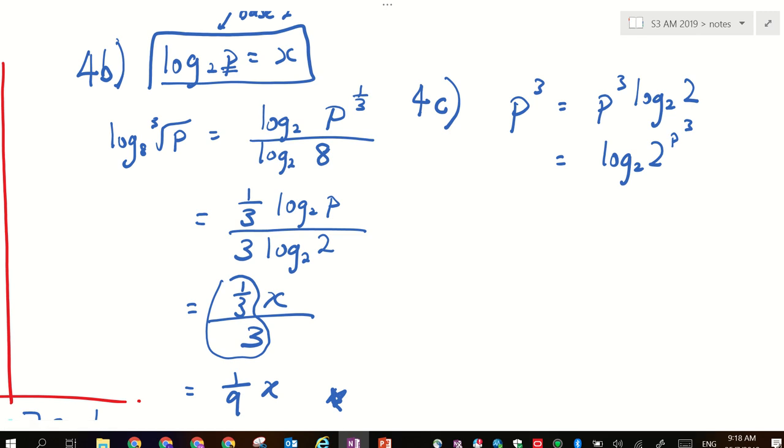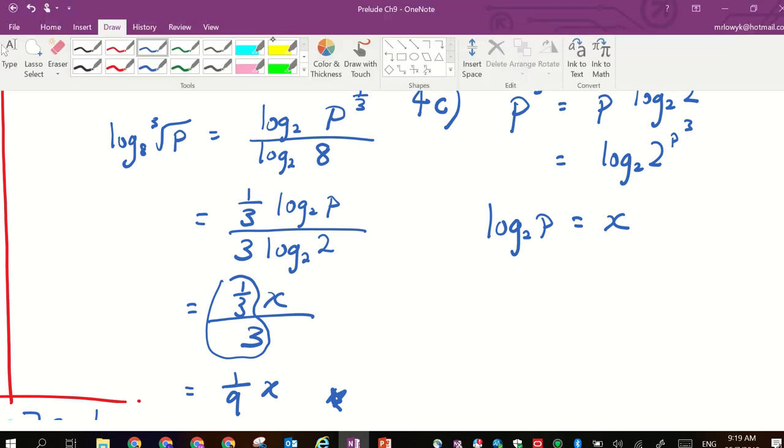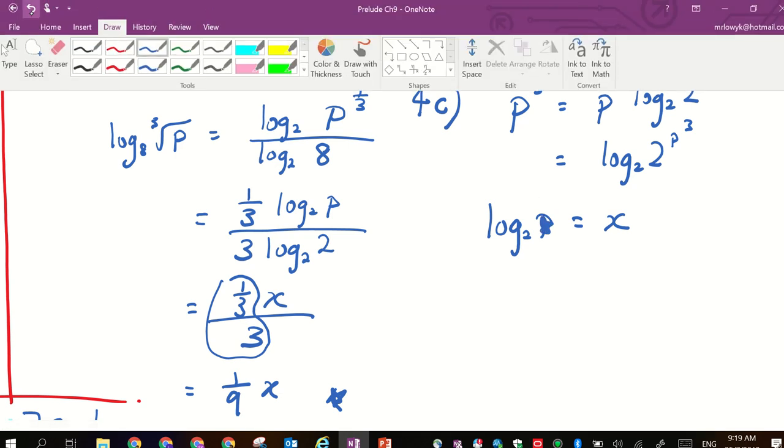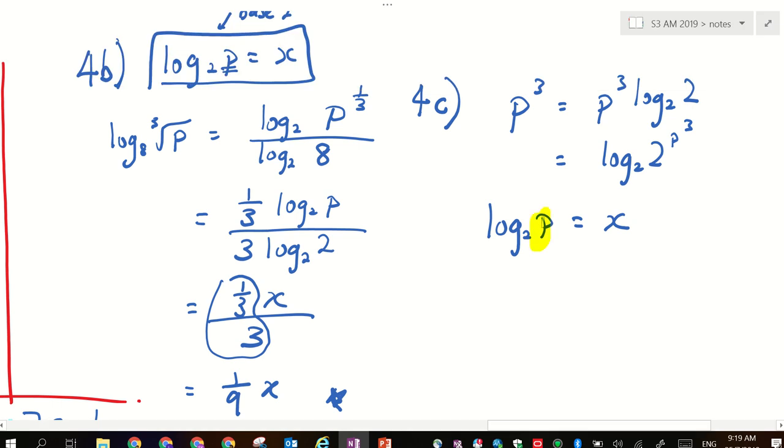So I'm going to use another alternative method. How do I try? I ask myself, log 2 P is equal to x. How do I have P cube? Rachel, can you help us? See, this is P by itself, but I want a P cube. So I am focusing my attention at this step. How do I upgrade from log 2 P to log 2 P cube?